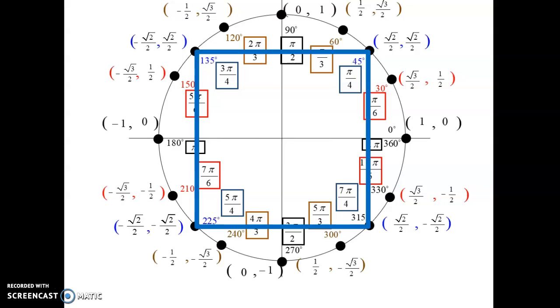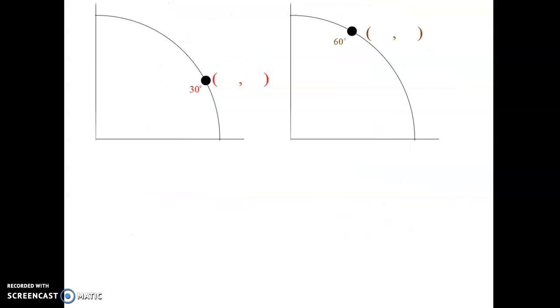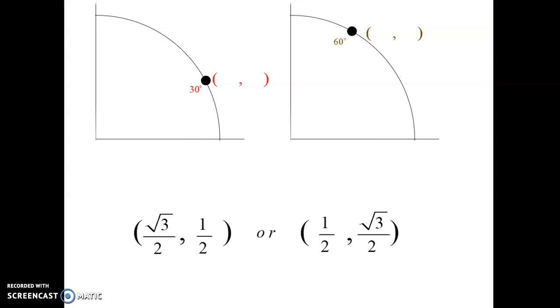So generally what happens is students do well with the pi over 4s because they're always in the middle of the pieces of your unit circle. But they have some problems with remembering which way the pi over 6s and pi over 3s go. So, little hint is this, okay? So 30 degrees is root 3 over 2, comma 1/2. Or is it the 60 degrees, which is 1/2, comma root 3 over 2?